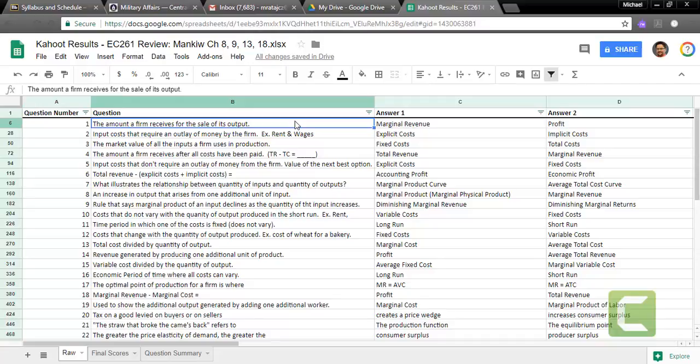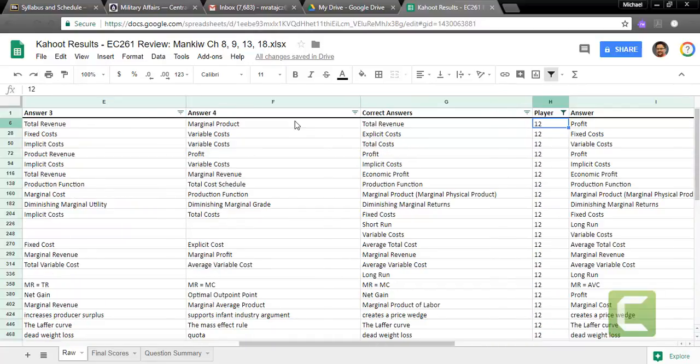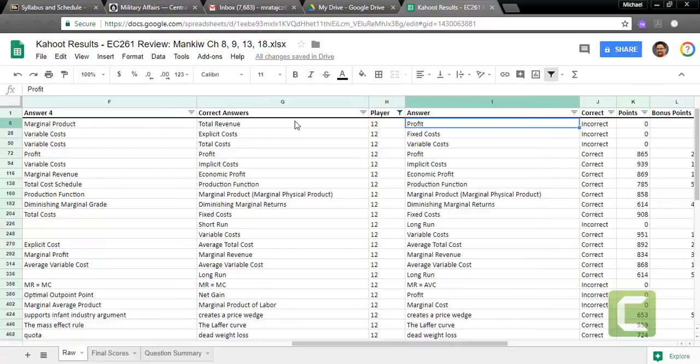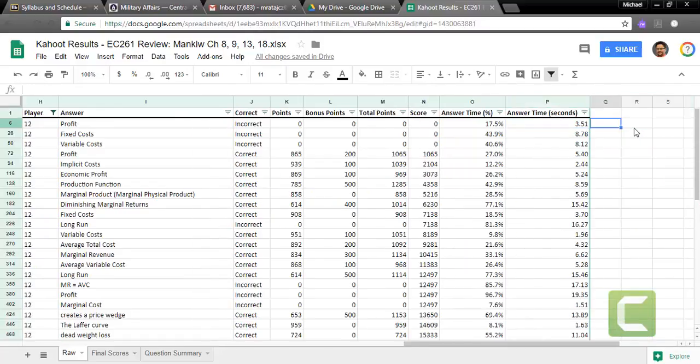The amount a firm receives for the sale of its output. Answer 1, marginal revenue. 2, profit. 3, marginal product. 4, total revenue. The correct answer was total revenue, and Team 12 put profit. So it's incorrect. That's what you see here. Incorrect. They had put profit and got 0 points. Sorry, that's my dog in the background there.